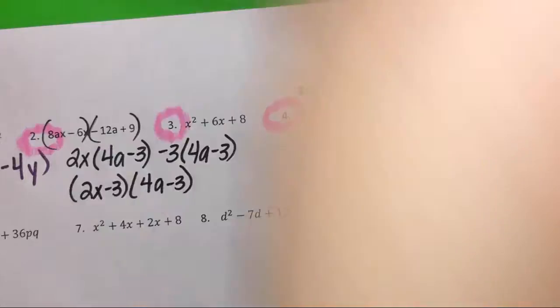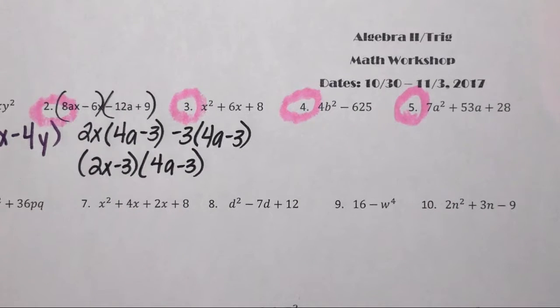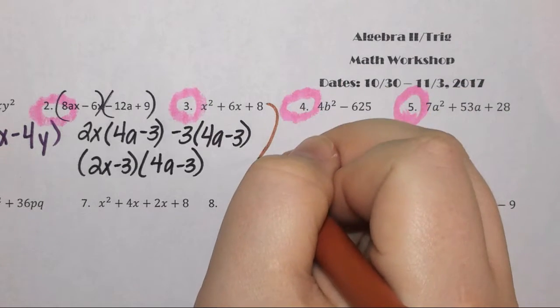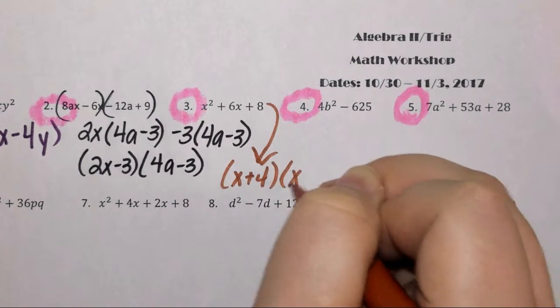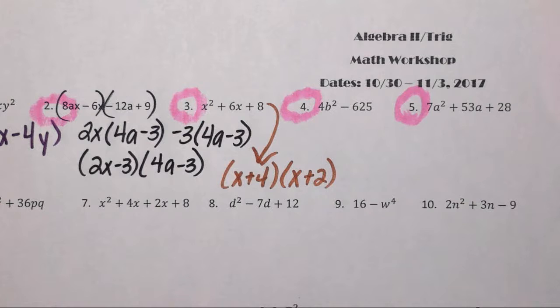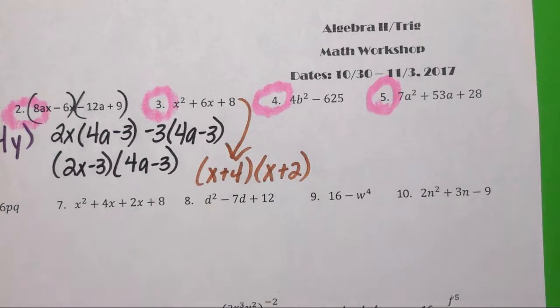Okay, number 3 is an easy factor because the leading coefficient is 1. Caitlin already asked me if she could do that one. Go ahead, Caitlin. It is x plus 4 and x plus 2, because 4 times 2 is 8 and 4 plus 2 is 6. Perfect. Beautiful. Point. Number 4 is my favorite of the day.